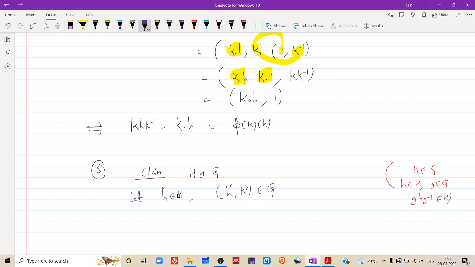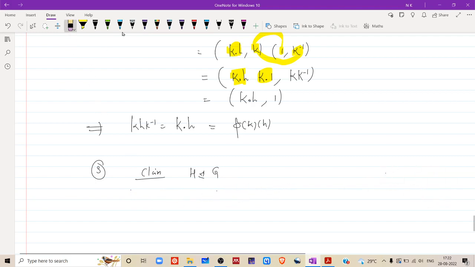Okay, so since we have proved that K inverse is equal to K dot H, that is phi of K of H, so that is a subset of H, right? So let me just use that point. Instead of having this regular definition, we can use the previous part to prove this. So let us go by that method. So what we know is that kH k inverse is equal to k dot h, right? And that belongs to H.